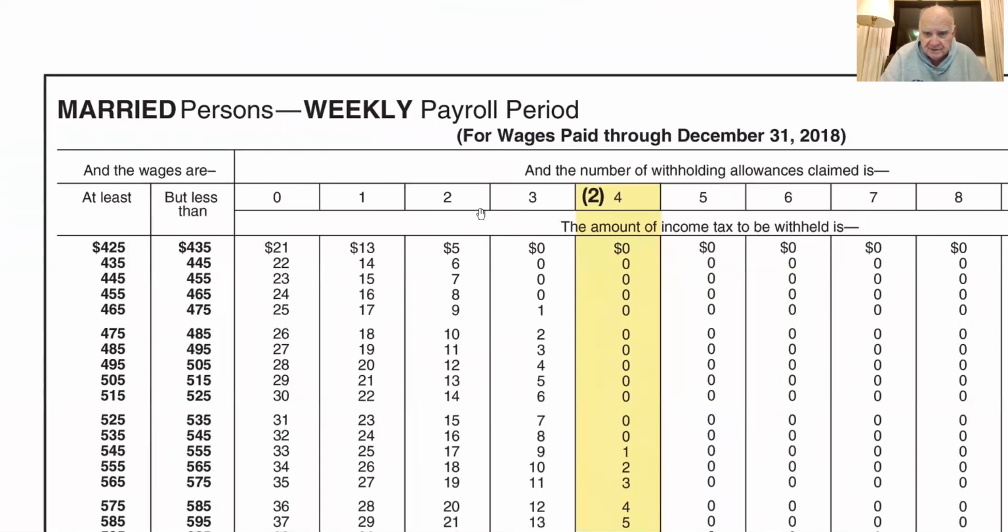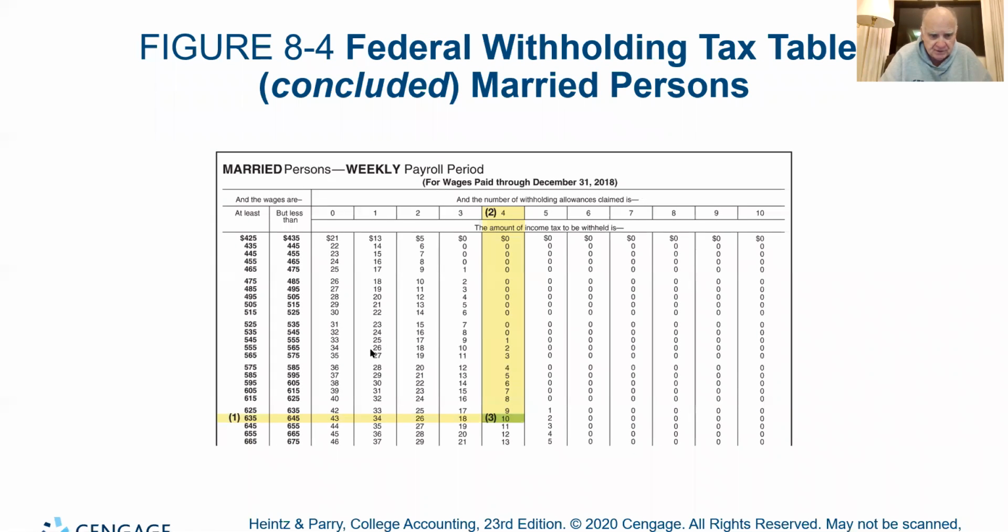Well, we know he claimed 4 allowances. So how much did he make? He made $640. You go to the line that says 635, 645, so this guy falls right there. I'm trusting you can read that. For allowances, you keep going. So he will have to pay $10 in federal taxes.